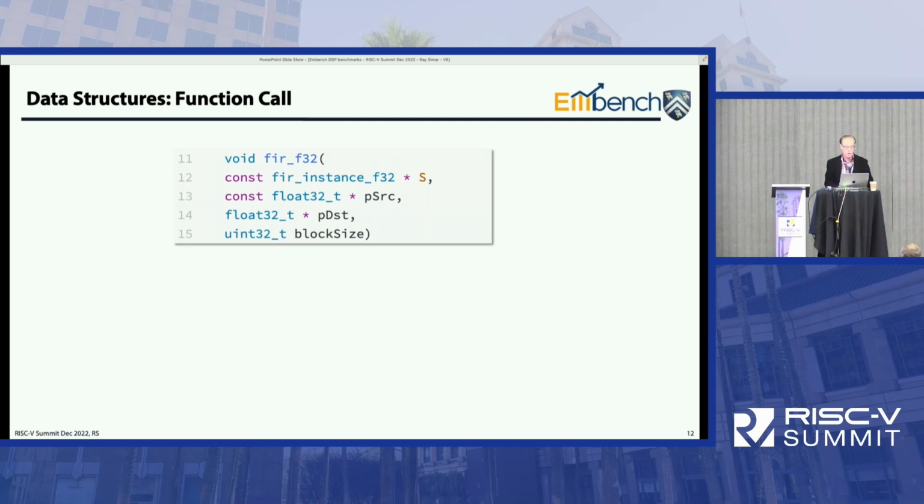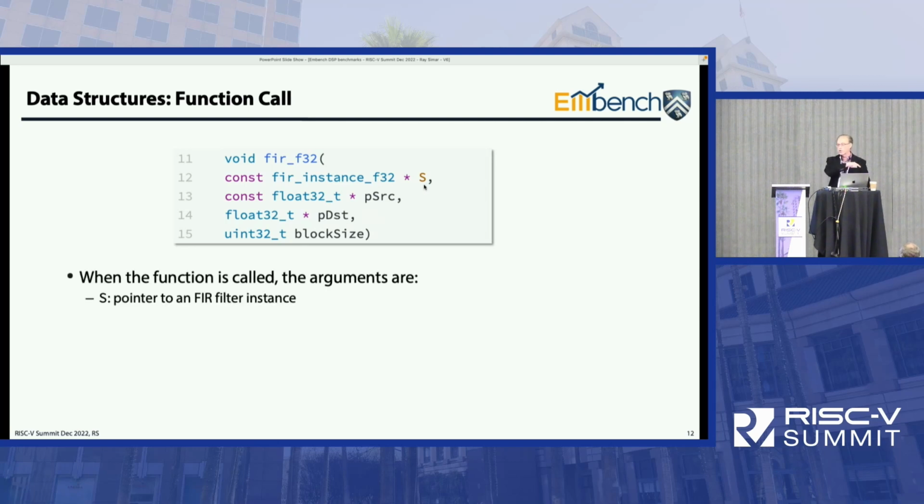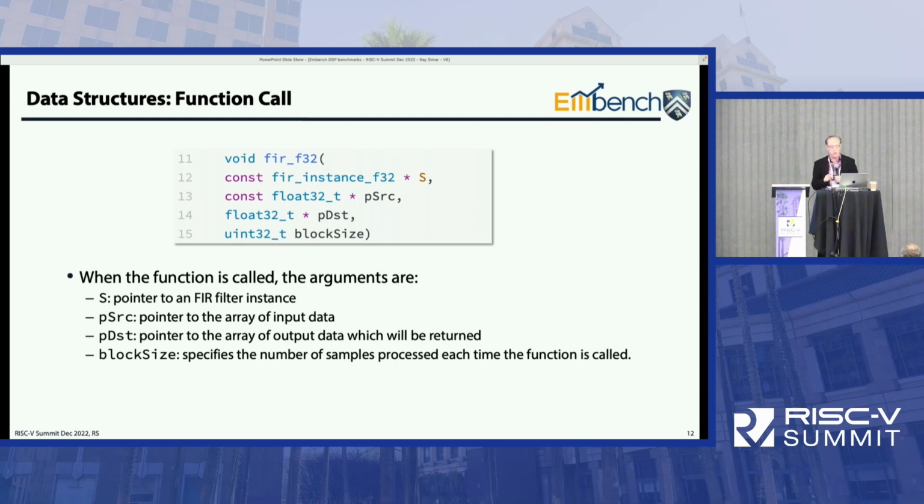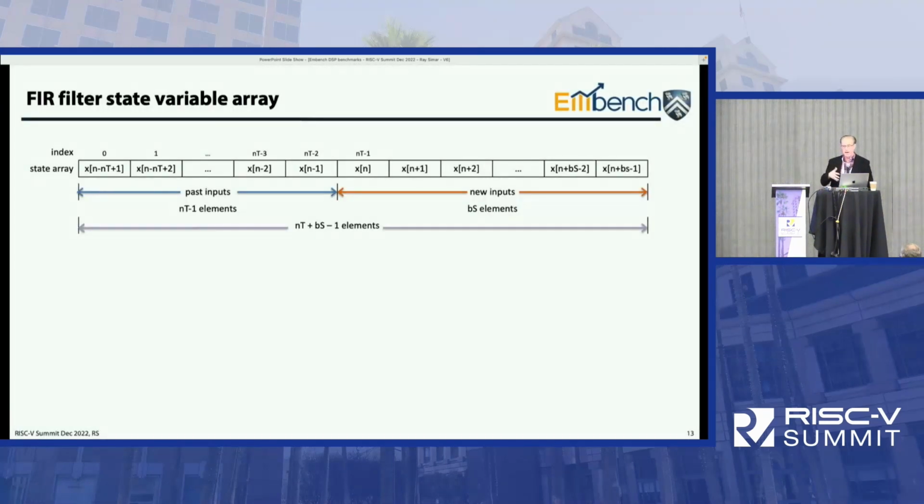And so when we call the function, what we do is we pass into it a pointer to that filter instance I showed you. We pass that in, and we pass in the input data, the data we're going to filter. We're going to pass a pointer to where the output data will go. And the other thing that we'll have, and this is an important scalable parameter, is the block size. Block size is how many samples are you going to filter at a time. I'll show you an example of that. So you can kind of see how these are all matching the parameters we want to have.